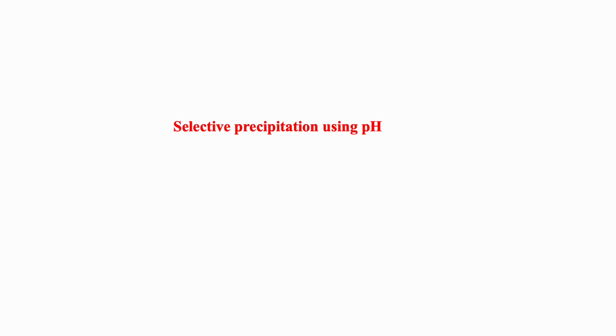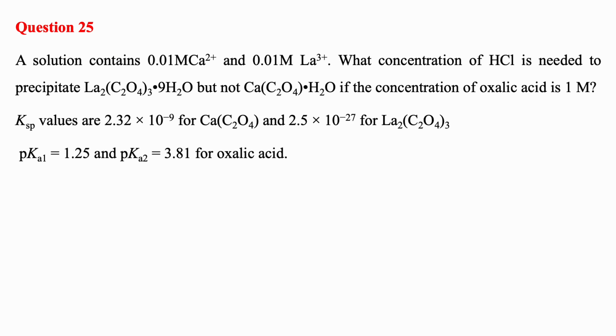So let's see the answers to the questions regarding selective precipitation using pH. Last time we ended at question 24, if I remember, and today we are starting on question 25. Last time we saw how selective precipitation works, and today we are going to see how we can control the pH so that you can have selective precipitation of one ion without precipitating the other ion.